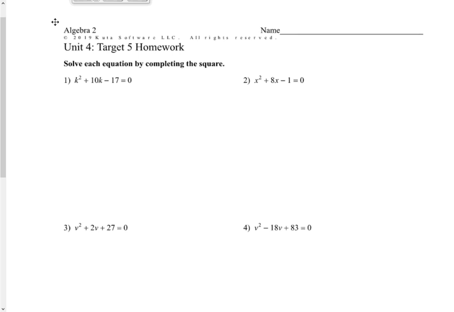The following will be the homework for Target 5. Remember, we did do that complete the square activity in class, so always draw your shapes if that's going to help you understand it better.